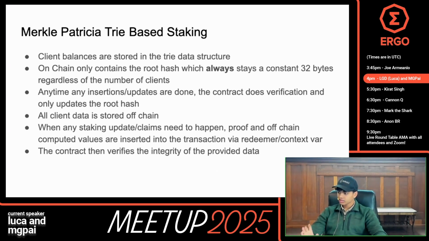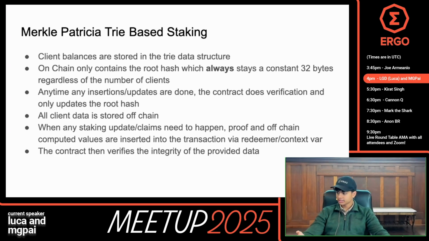And remember, after all of this is done, if there are any mutations to the state, meaning if you added more stake or you did a claim or you did a withdrawal, that's a mutation, the only thing that changes is the root hash. So it's always that constant size length.